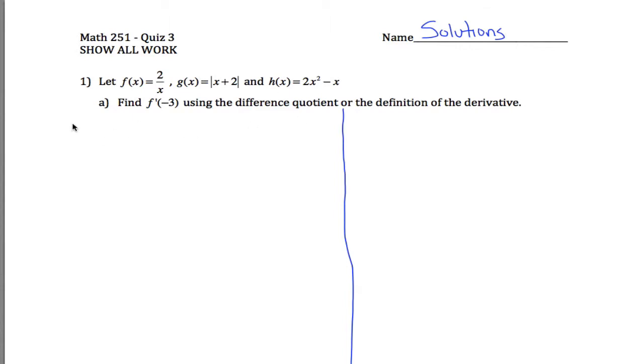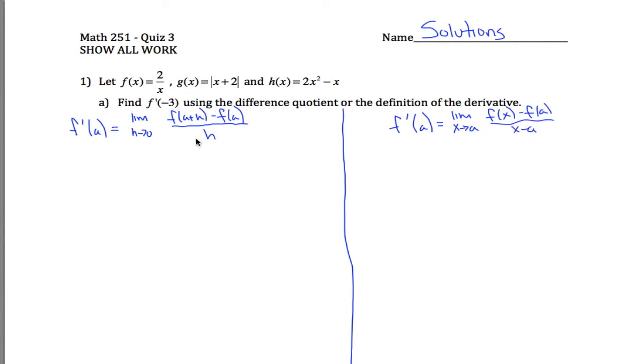All right, the difference quotient tells you that f prime of a is equal to the limit as h approaches 0 of f of a plus h minus f of a, divided by h. The definition of the derivative tells you that f prime of a is the limit as x approaches a of f of x minus f of a over x minus a.